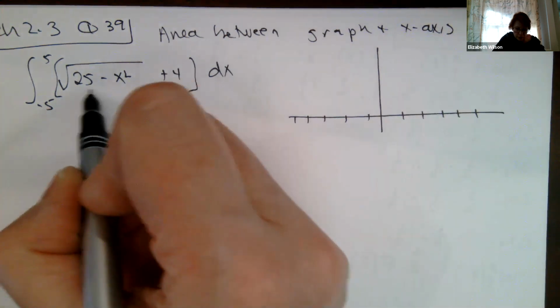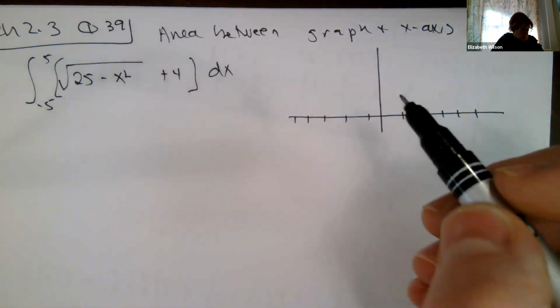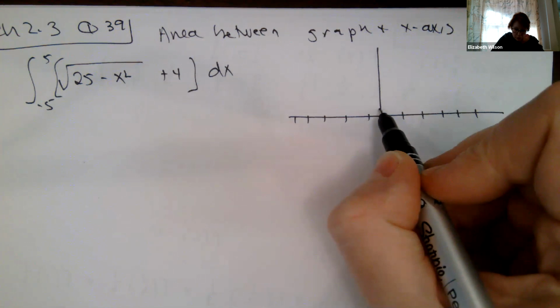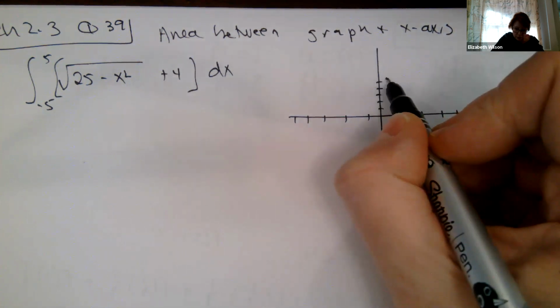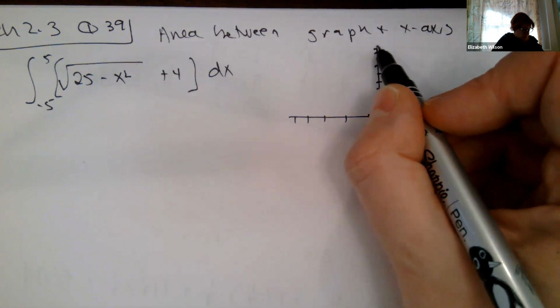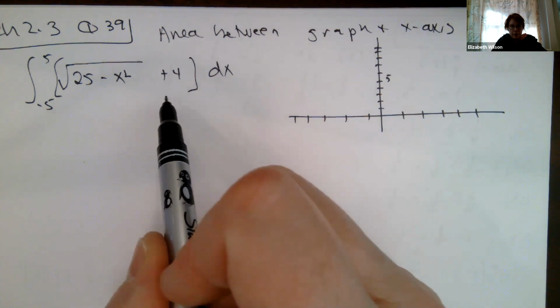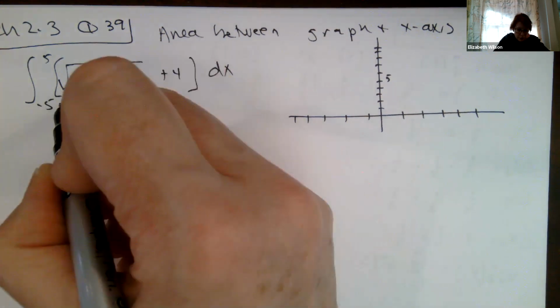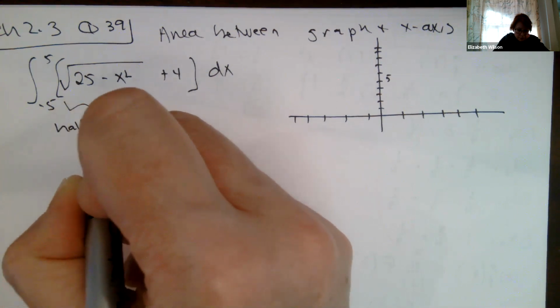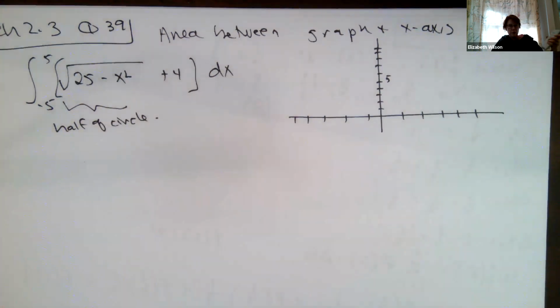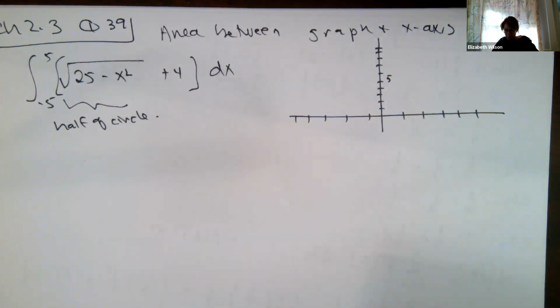So this right here, plus 4, so this is essentially that, let me go 1, 2, 3, 4, 5, 6, 7, 8, 9, 10. Okay, so what happens is we're shifting things up by 4, right? But this right here is a half of a circle. Like if you weren't sure, you can plot this out too. You are allowed to use your graphing calculator, so you don't have to try to figure it out. What does this look like? So 25 minus x squared, and then plus 4.